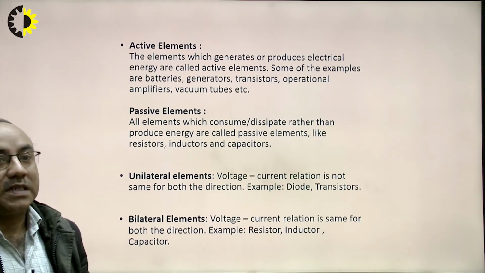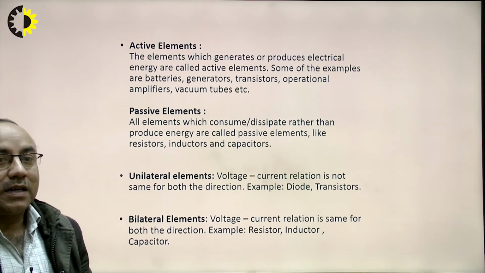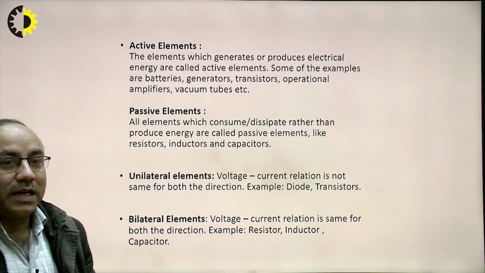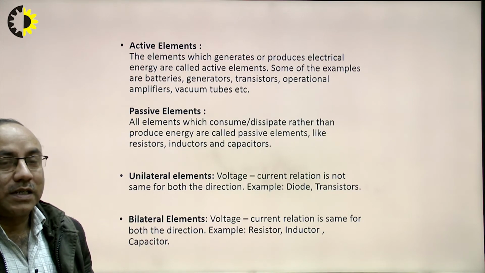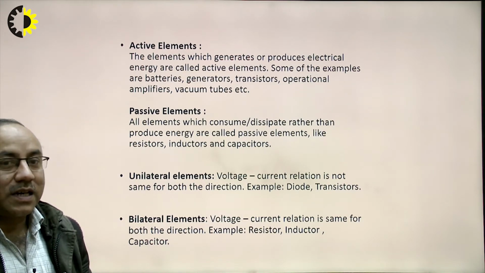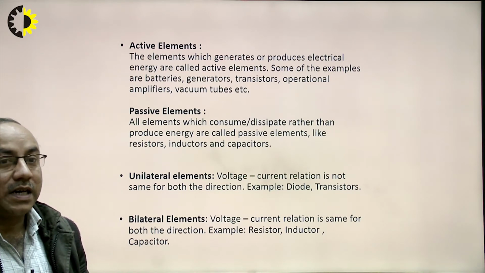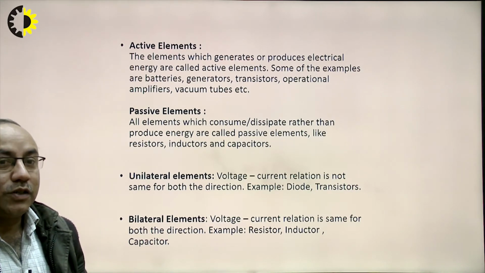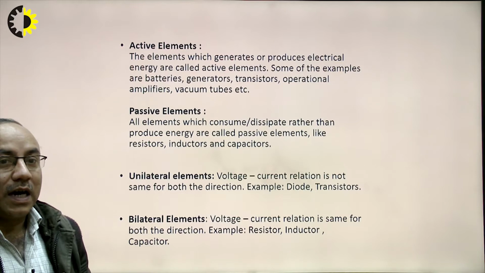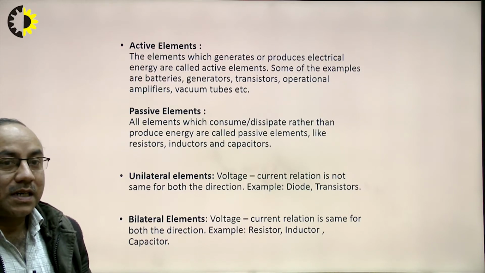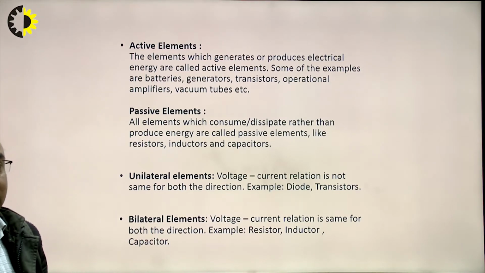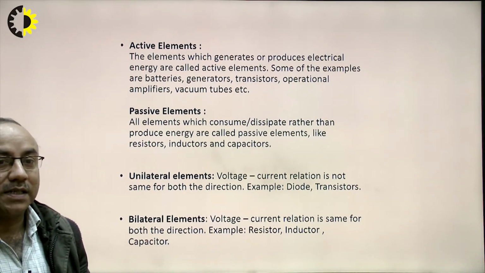On the other hand, we have passive elements. They are the elements which either consume or dissipate the energy, or they can also store the energy. Under this category, we have the examples R, L and C: resistance, inductance and capacitance. In resistance, we know it consumes the energy in heat form, and inductance and capacitance are energy storing elements, and all these three elements come under the category of passive elements.